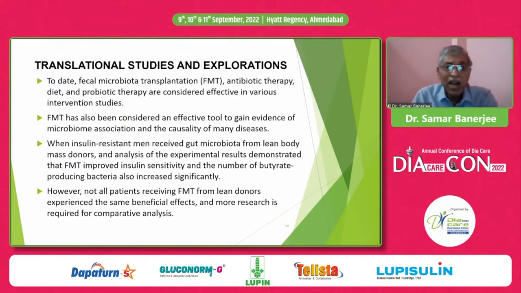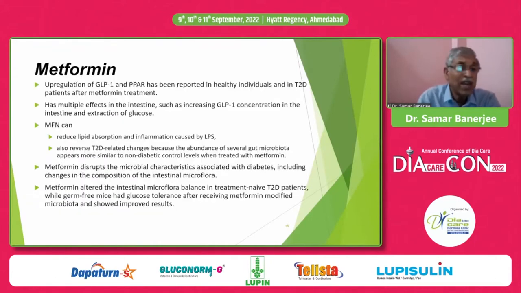To date, fecal microbiota transplantation, called FMT, antibiotic therapy and probiotic therapy are considered effective in various intervention studies. FMT has also been considered an effective tool to gain evidence of microbiome association and the causality of many diseases. When insulin-resistant men received gut microbiota from lean body mass donors, analysis of the experimental results demonstrated that FMT improved insulin sensitivity and the number of butyrate-producing bacteria also increased significantly. More butyrate means less chance of diabetes. However, not all patients receiving FMT show equal results.